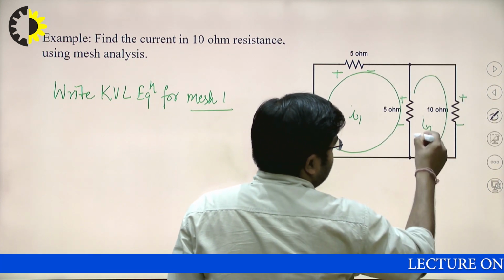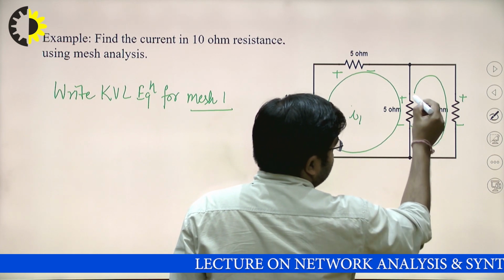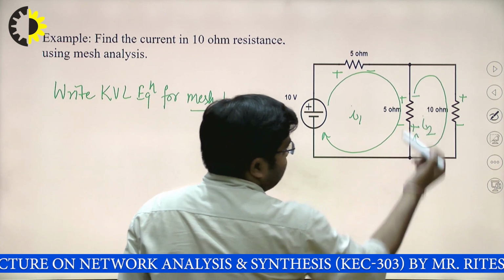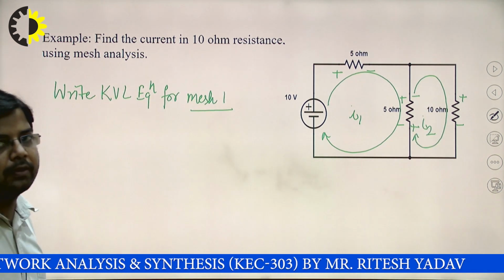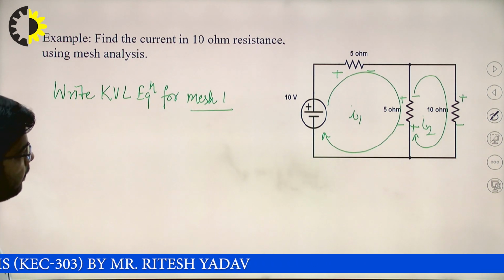So this is the I2 current, entering at this terminal. That's why the positive sign is here and the negative sign is here. Now you can apply the KVL. So just write the KVL for mesh 1.